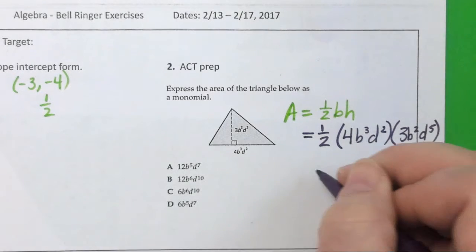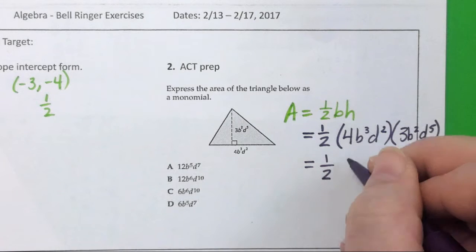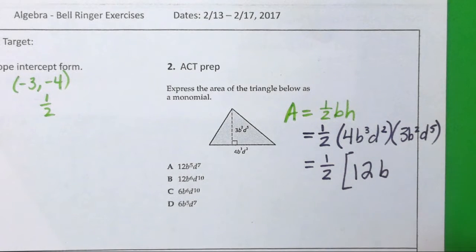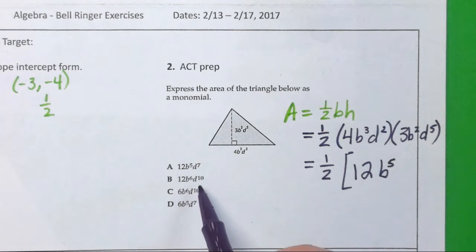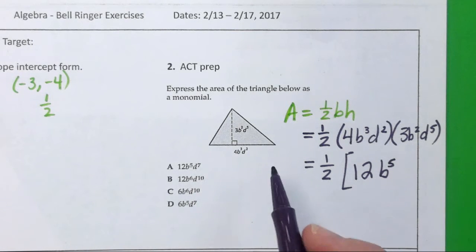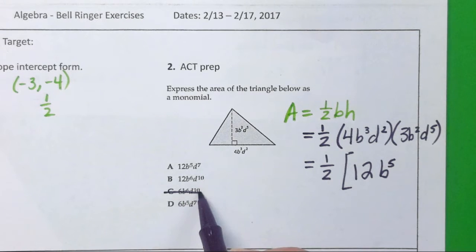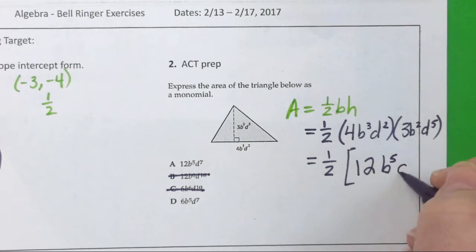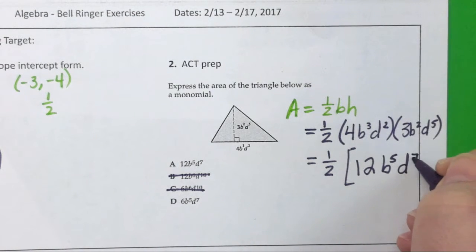Okay, and then if I start multiplying everyone except the 1/2, 4 times 3 is 12. Then I have b, is it to the 6th or to the 5th? Is it to the 6th or to the 5th? Why is it to the 5th? Because we add our exponents. So notice that b to the 6th is one of our options because they're checking to see if you know your rules of exponents. So automatically C and B are out. It's b to the 5th and then d to the what? 7, because 2 plus 5 is 7.